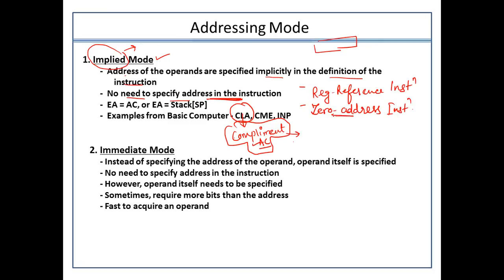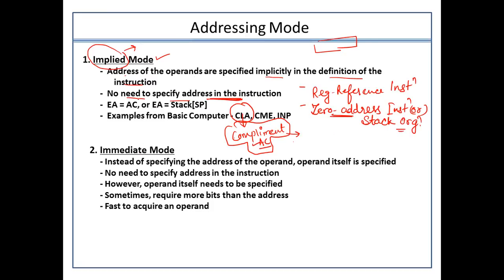Okay, so zero address instructions, one address, two address, three address instructions we have already discussed in detail in the instruction formats. You can watch that recorded session in order to understand more about what a zero address instruction is. For simplicity, I am just telling you that zero address instructions are the instructions which are based on the stack organization.